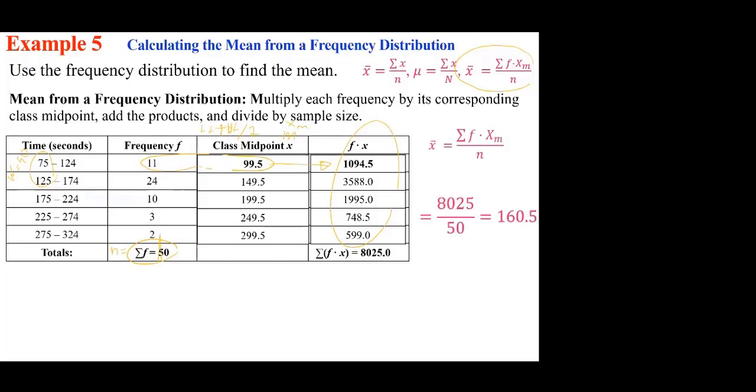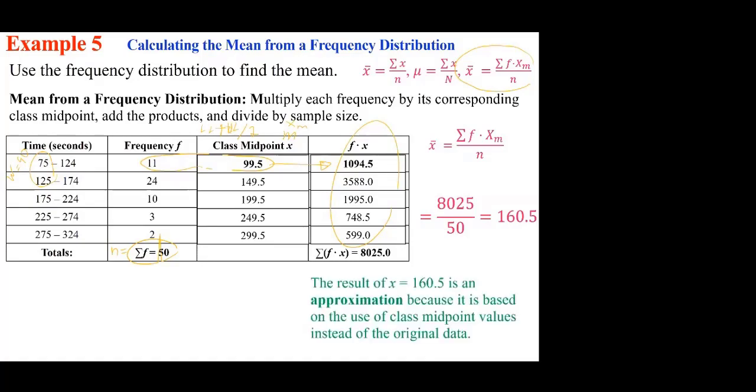Now, a couple of very important observations before we move on. Is this going to be the same as the actual mean? Remember, what is the actual mean? You should have the original data, add them up, and divide by size. That would be the actual mean. But this result, the result of x bar equals 160.5, is an approximation. This is really an estimate. Why is that? Because it is based on the use of class midpoints, not the original values. We don't have everything there. So that's one very important observation.